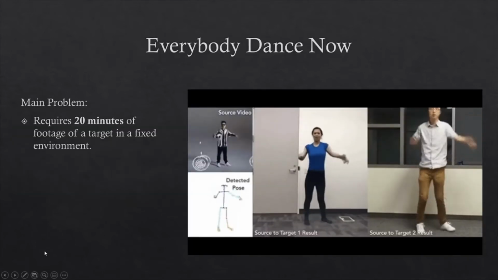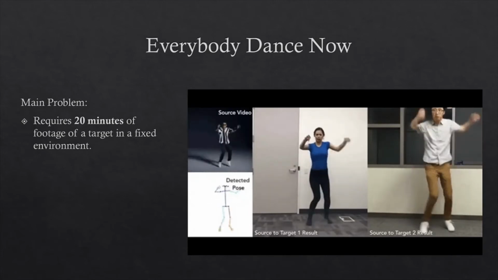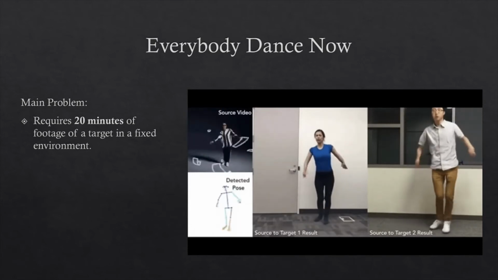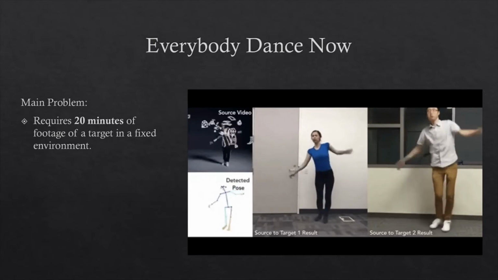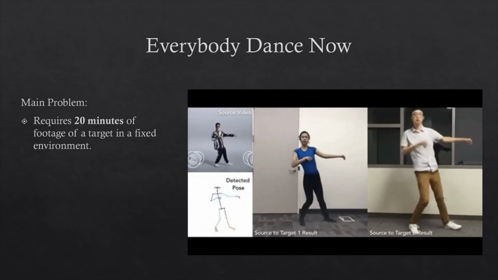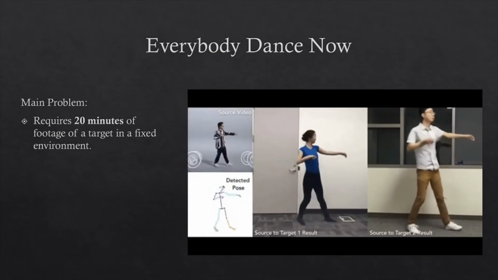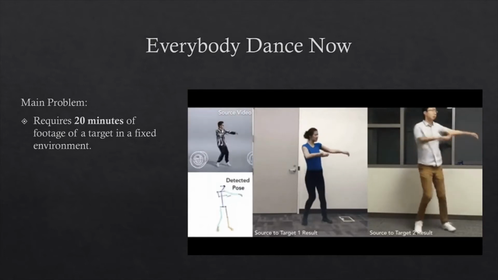One current work of video retargeting is from the paper Everybody Dance Now, where movement is transferred from a source video to a target. One of the main problems we want to improve upon is the target requirement. This method requires a 20-minute video of the target in a fixed location.